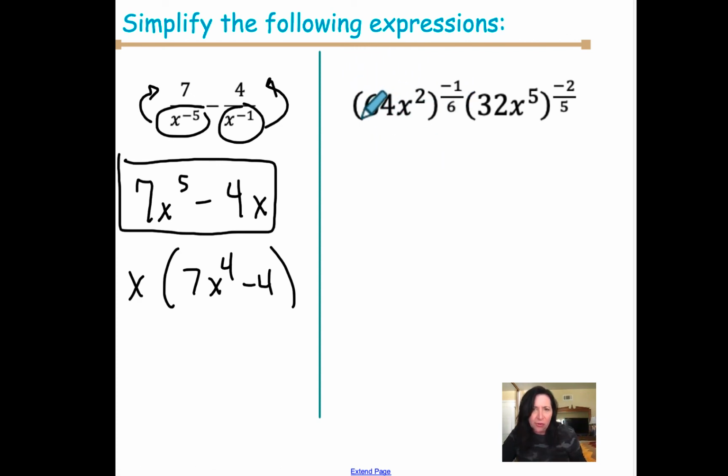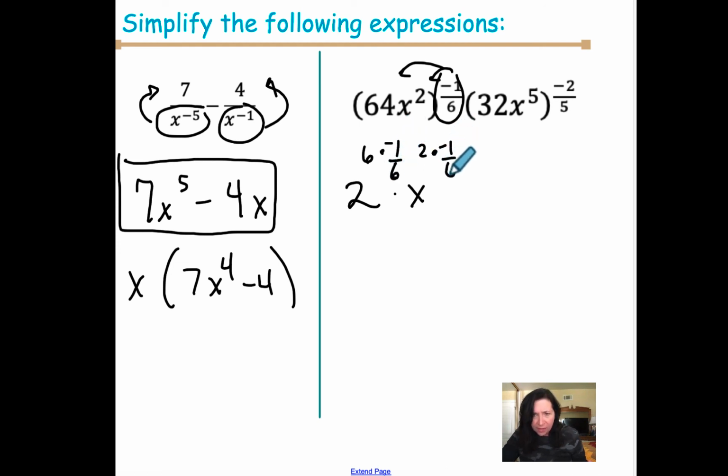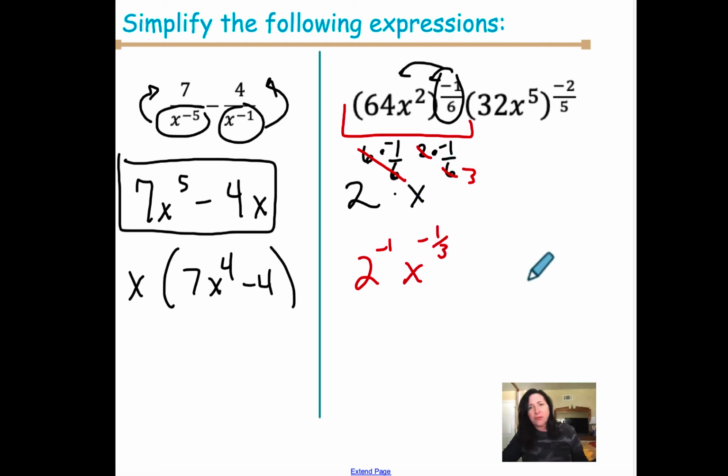I'm going to take this 64, and I know that's 2 to the 6th power, times x squared. And then this negative 1/6 is going to be distributed. So this is times negative 1/6, and this is also times negative 1/6. So just dealing with this left side right here, I have these 6 cancels. I have 2 canceling into 6 3 times. So I have 2 to the negative 1, and then I have x to the negative 1/3. That's what I have so far.